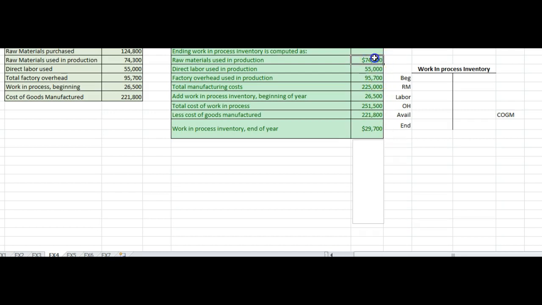So you take all the goods that you put in there. That gives us the total cost that we put in this year. We take into consideration what we had at the beginning of the year. That gives us total available work in process. And then we subtract what we shipped out, which is the cost of goods manufactured.